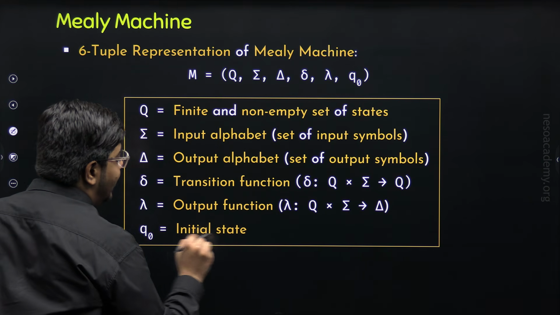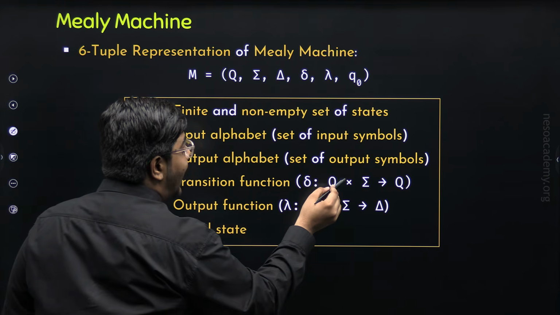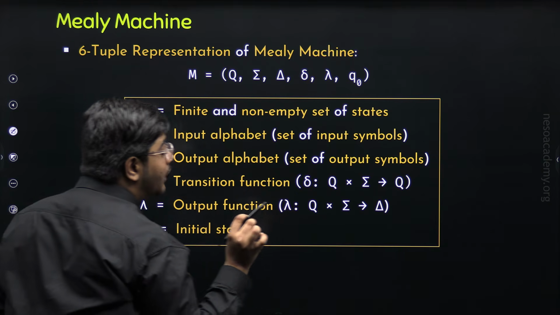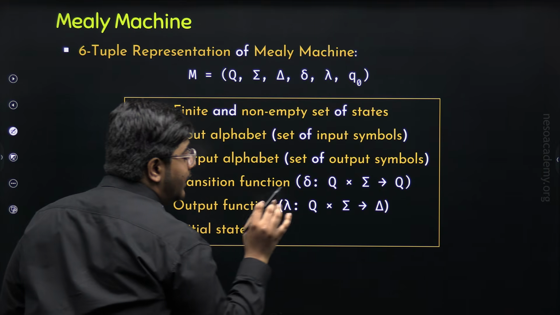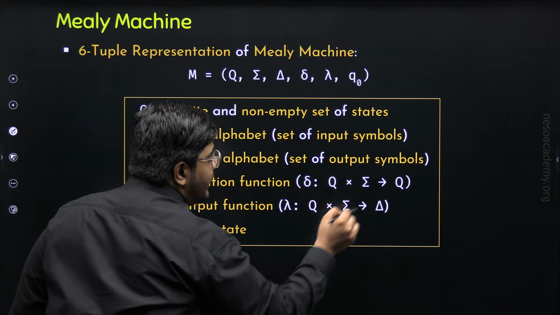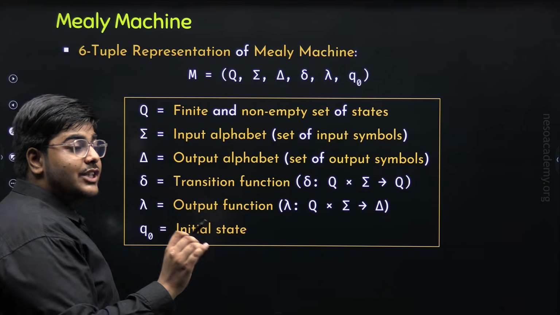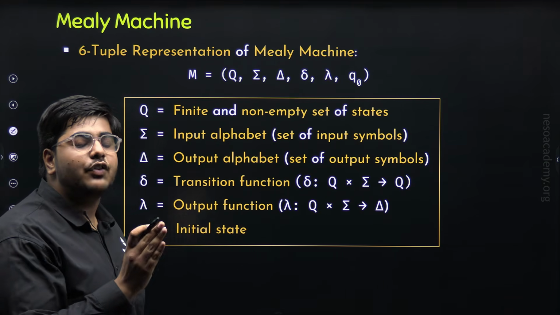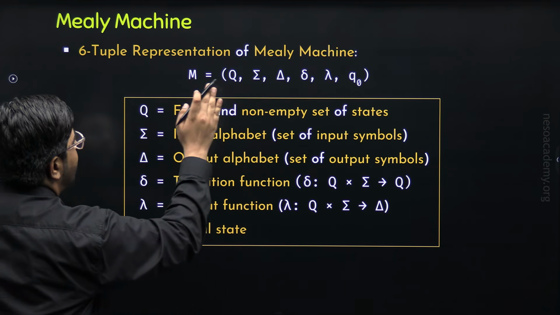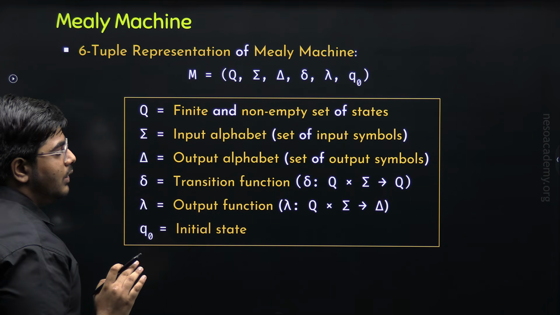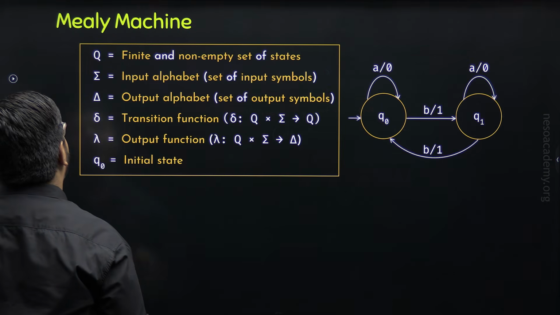Now Q0 is the initial state of the Mealy machine. Now it is to be noted that this cross represents the cross product, which means for every present state, there should be a transition for every input symbol, which is same as that of a DFA. So this condition of Mealy machine is same as that of a deterministic finite automata. I hope the six-tuple representation of Mealy machine is now clear to you. Now let's find out the values of each of these elements one by one.